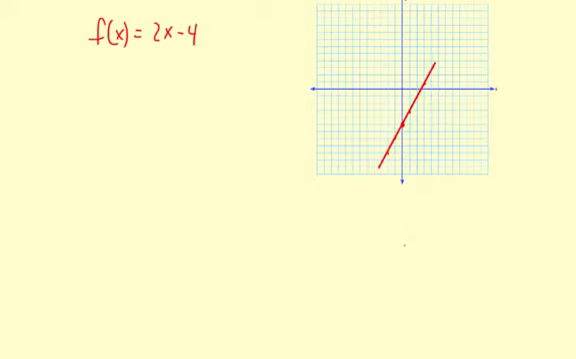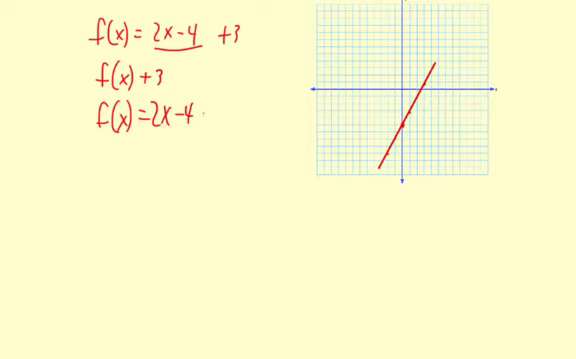Okay, so there's the function graph. So what if I want to do f of x plus 3? That means I'm taking the function of x and I'm adding 3 to it. So this whole thing is plus 3. There's a simple way to do that. You do f of x equals 2x minus 4 plus 3, or f of x equals 2x minus 1.